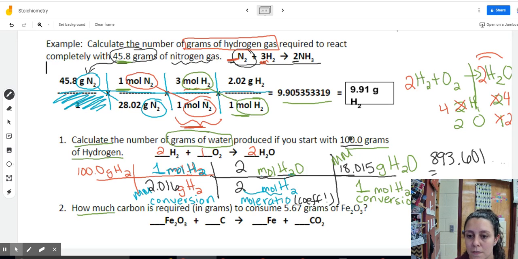We started with 4 significant figures. It's good to kind of figure out what you've got there. So I have 1, 2, 3, 4 significant figures. So 893.6 grams of water is our answer.